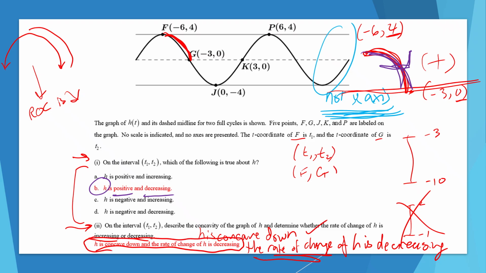That answers both parts, so I need both parts of that, right? If you just wrote h is concave down and you left it there, it would be marked wrong. If you just wrote the rate of change is decreasing, that would also be marked wrong, right? You do need both parts to get full credit for that second portion of the question.